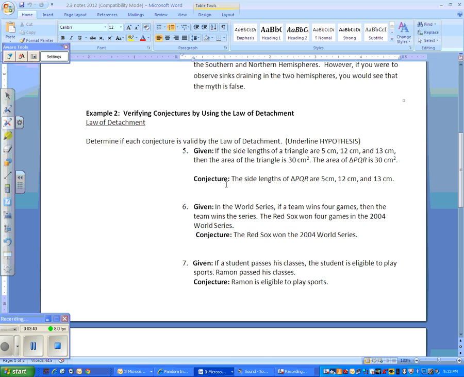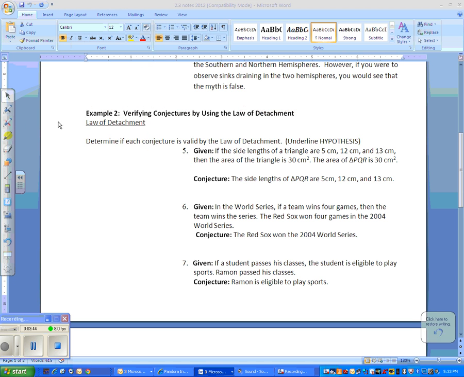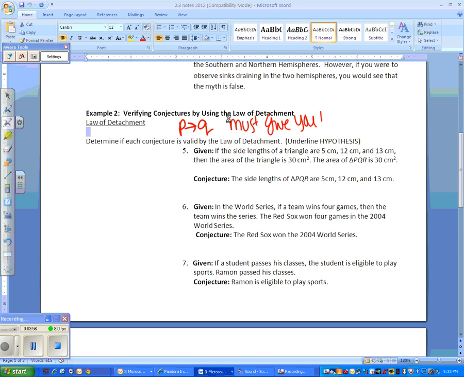Okay. Law of detachment. Law of detachment is a form of deductive reasoning. Law of detachment has one statement. It's called your P to Q. Okay, this is really important. I must give you the hypothesis in order for you to know your conclusion. This is so important, and it's hard for people to understand. You have to know the hypothesis in order to get the conclusion.